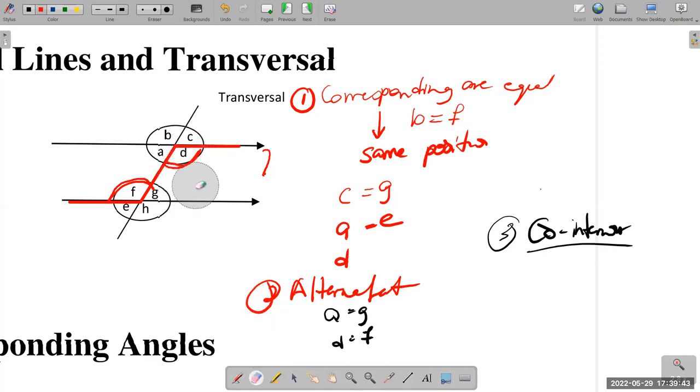Yep. And that means they're equal. Okay. All right. So let's go now.